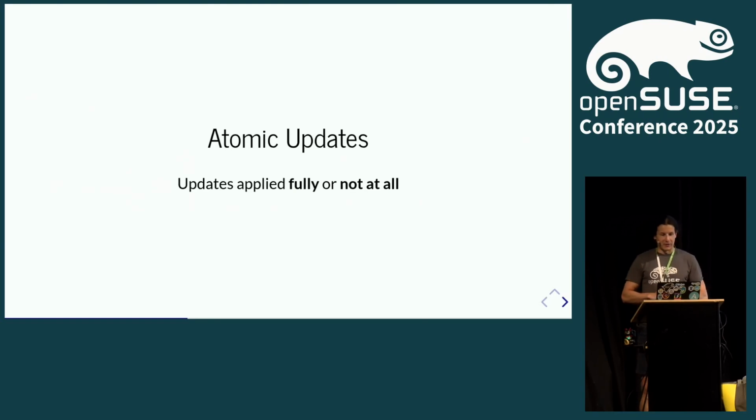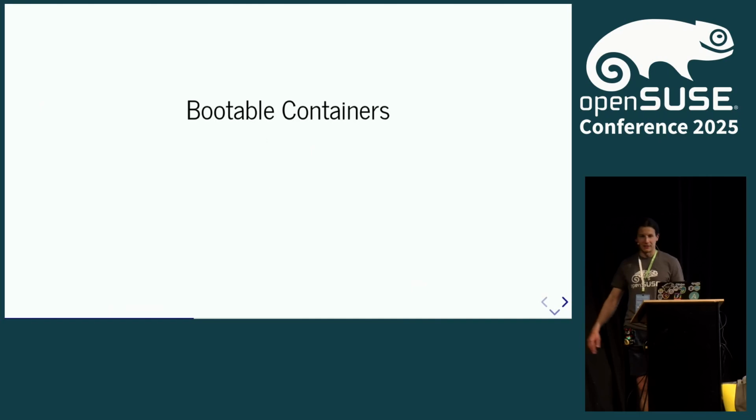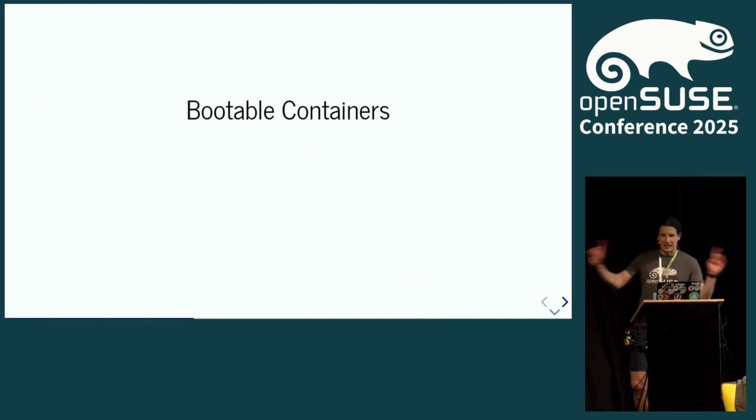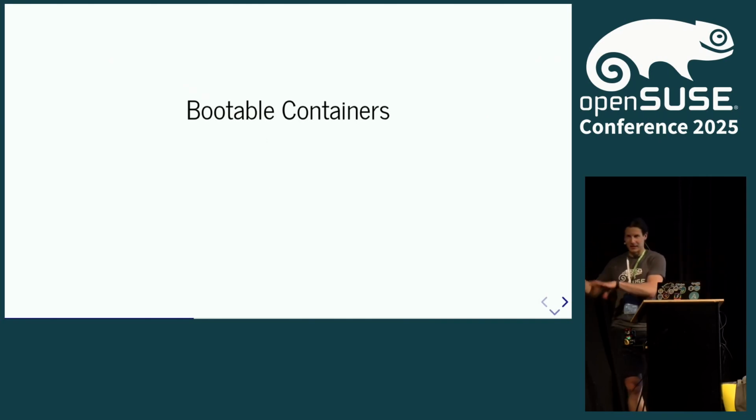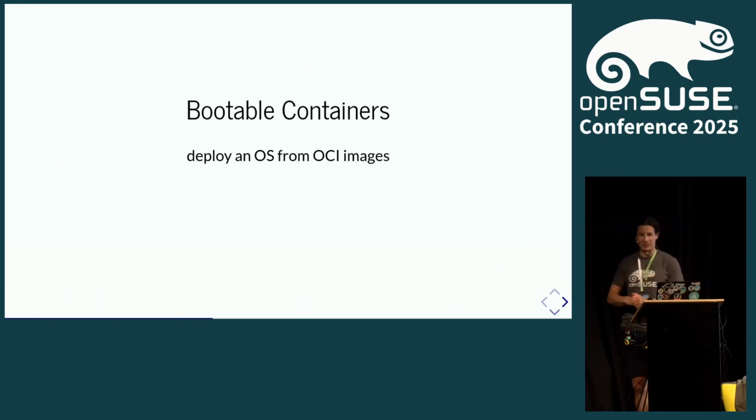This whole thing is often coupled with read-only root partitions, and there's a whole ton of implementations. But today we want to talk about a different one, and that's bootable containers. The first and most important thing is that this is not about running container images inside VMs and using or abusing something like Firecracker for that, but it's really to deploy an OS from an OCI image. So it's a different kind of abuse. It's abusing the OCI image format as a disk image format.